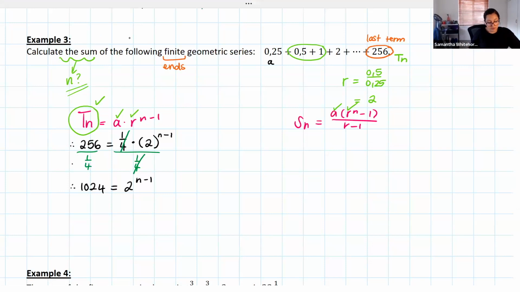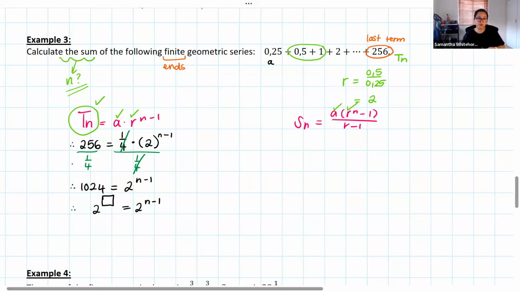All right, now guys, remember back to your exponential equations that you've been doing since like grade 8. The goal is to make the bases the same. So this is already a base 2 on the right-hand side. So can I write 1024 with a base of 2? Tell me in the chat. 2 to the power what? Two to the power what is 1024?